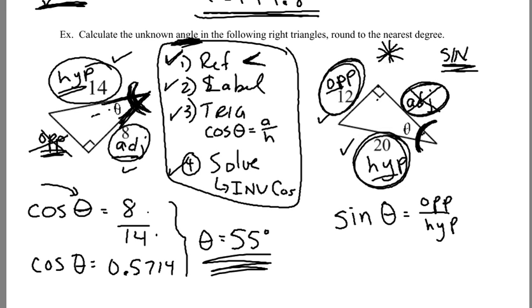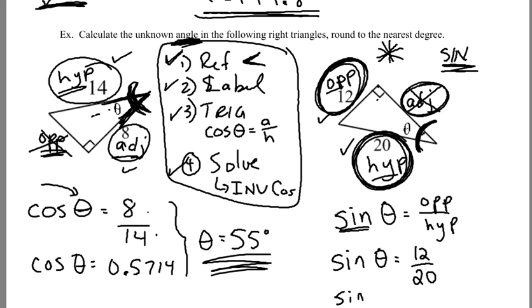This is a great example of why you have to pay attention to the information given. We know hypotenuse. We know opposite. So that means we're going to use sine this time. Sine of theta equals opposite 12 over hypotenuse 20. Sine theta equals, if I go 12 divided by 20, it's just a terminating 0.6. So I want to now second function sine instead of cosine. Make sure you know which trig ratio to use.